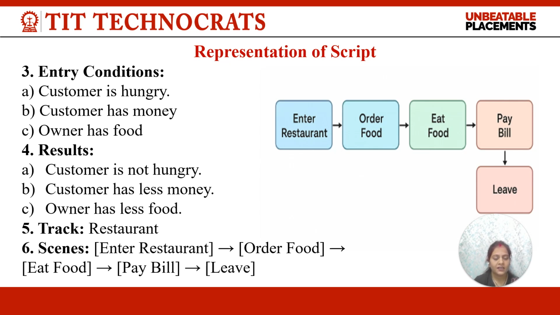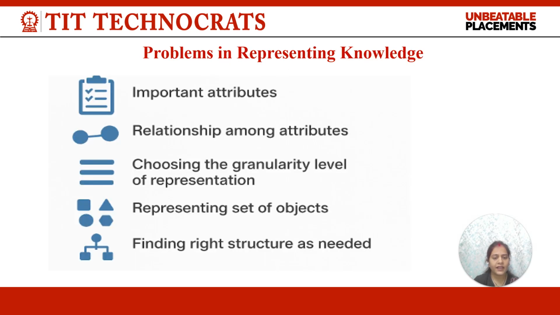So, to summarize, a script helps AI remember and predict what normally happens in everyday situations, enabling it to understand stories, conversations, and human behavior more intelligently. Now, let's discuss some problems in representing knowledge in artificial intelligence. When we represent knowledge for AI systems, there are several challenges we face. Let's look at a few important ones.